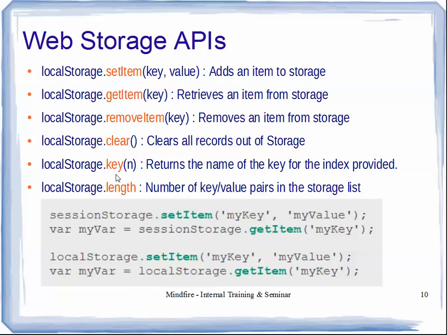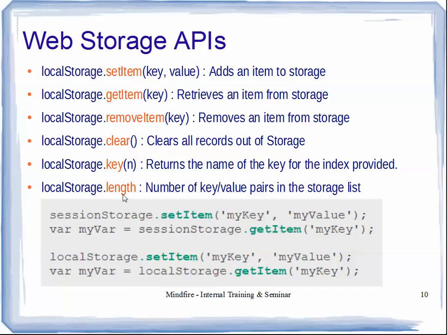Then, if we want to retrieve the key of a particular index, whatever index we provide, localStorage.key with the index value will return that key.